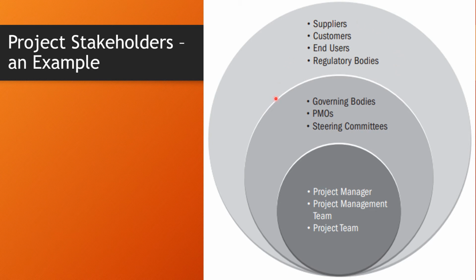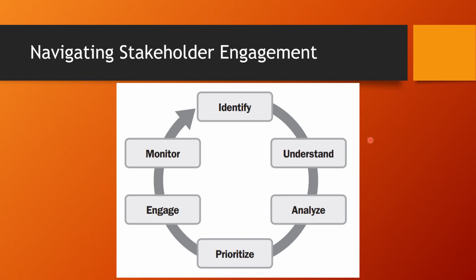So you need to identify the different types and different layers of stakeholders. How do we navigate stakeholder engagement? It is a circle of 6 steps. You start with the identification of stakeholders, then understand them, analyze them, prioritize them, engage them, and monitor. This is the way of navigating stakeholder management. We will talk about it in detail in the upcoming slides.